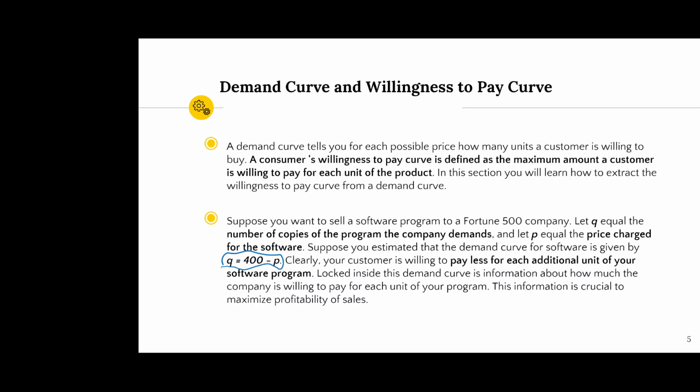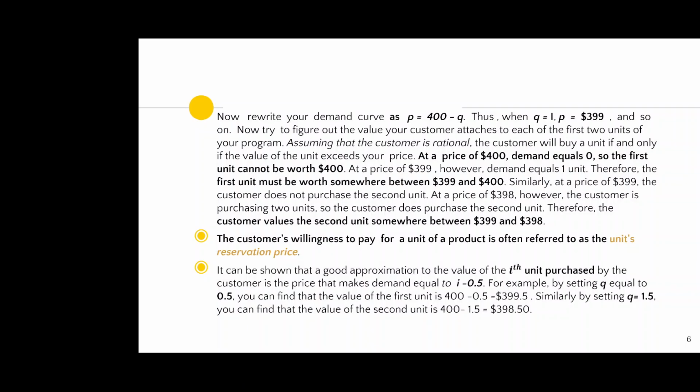Now, clearly your customer is willing to pay less for each additional unit of your software. We're not talking about situations where you are buying only two or three products. We're talking about mass purchase. So keep in mind that this kind of formulation is within a context where we're talking about B2B and mass purchase. All right? Okay. So let's go ahead and talk about this willingness to pay.